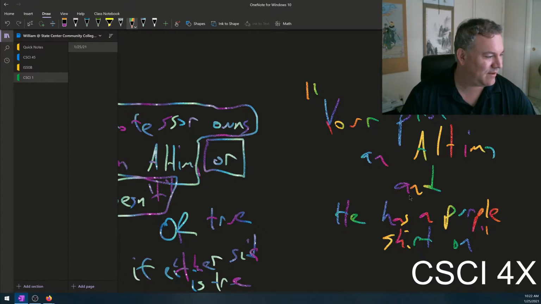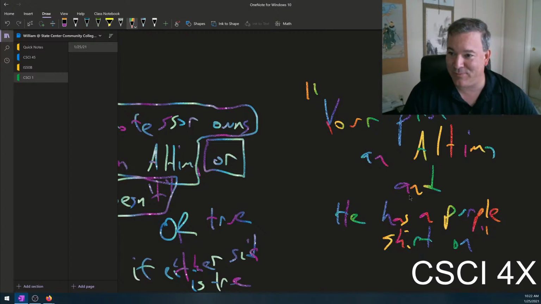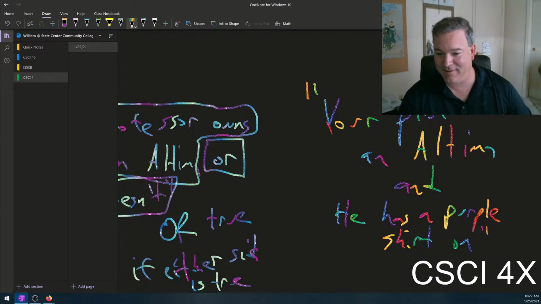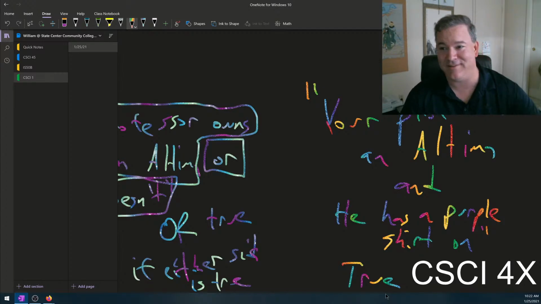First day here, have you missed anything important? I think it's probably false. Interesting. 75% chance of it being false. In this case, this is a true statement. I do both own an Altima and I'm wearing a purple shirt right now. It doesn't look like it on the video.